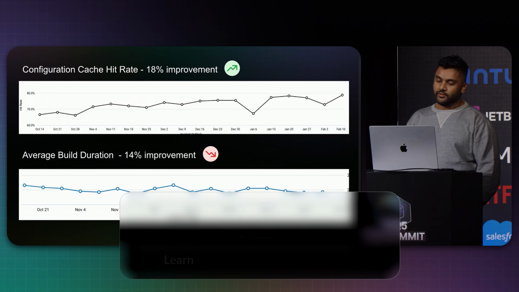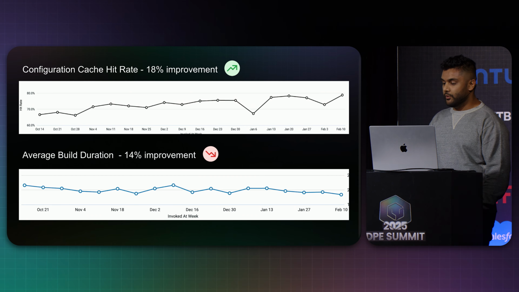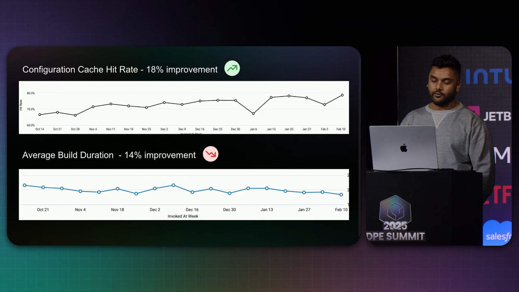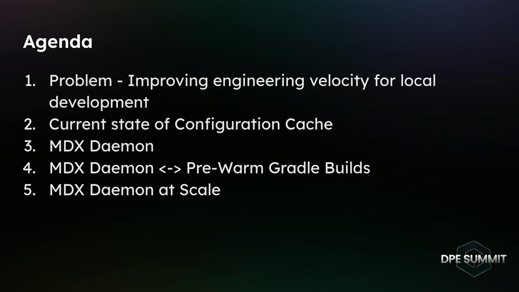Today, I want to share with you a system we developed to leverage developer machines to turn idle time into real developer productivity. In particular, how we used it to improve Square Android's configuration cache hit rate by 18% and decrease the average build duration by 14%.